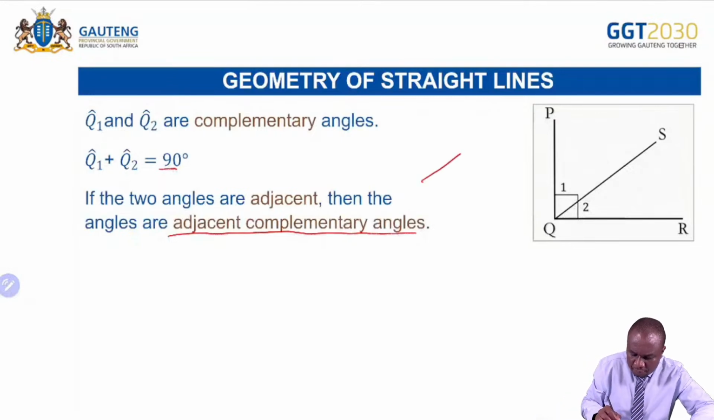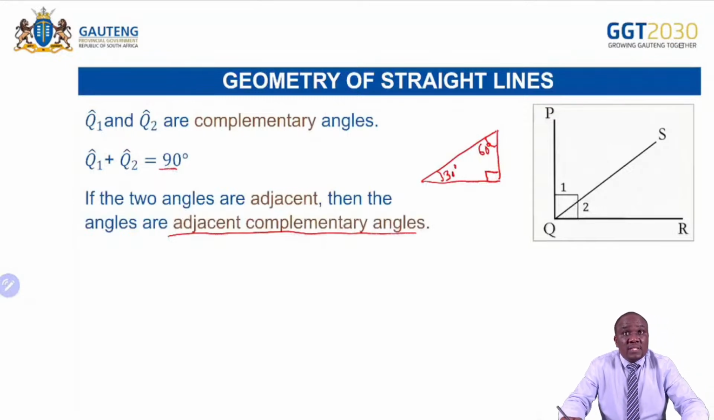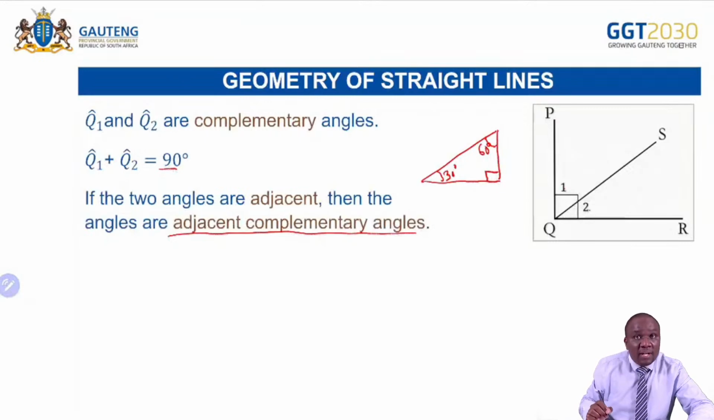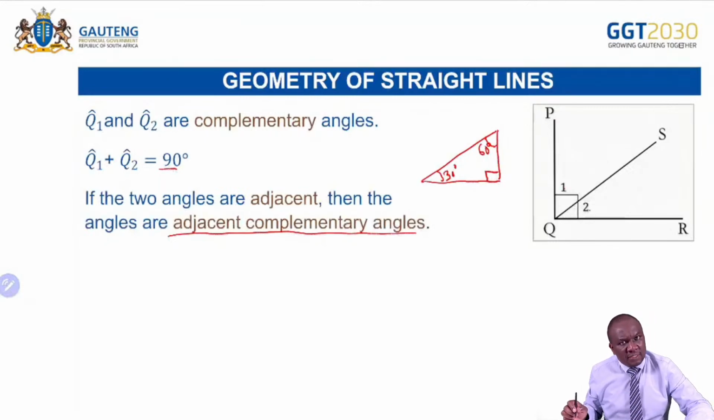A good example is a right angle triangle. Let's say this is 90, right angled. If this angle is 30 degrees, then this angle is 60 degrees. 60 degrees and 30 degrees are complementary angles. They add up to 90, but they are not next to each other. They are not adjacent. Do you see that? But here Q1 and Q2 are adjacent complementary angles because they are next to each other.